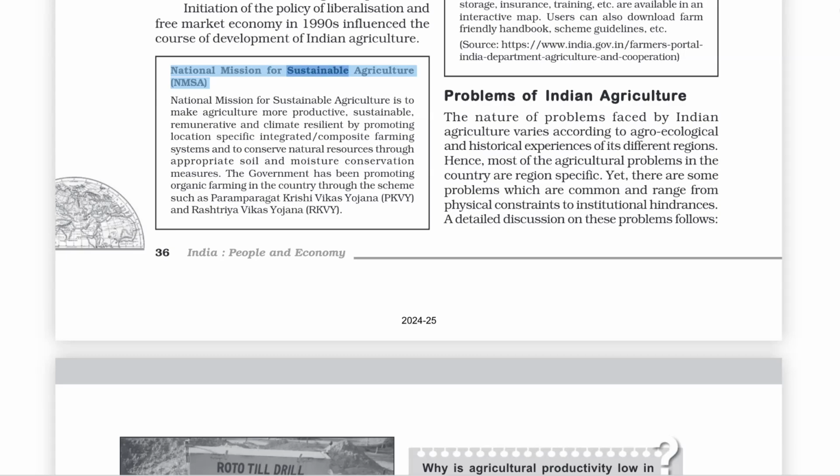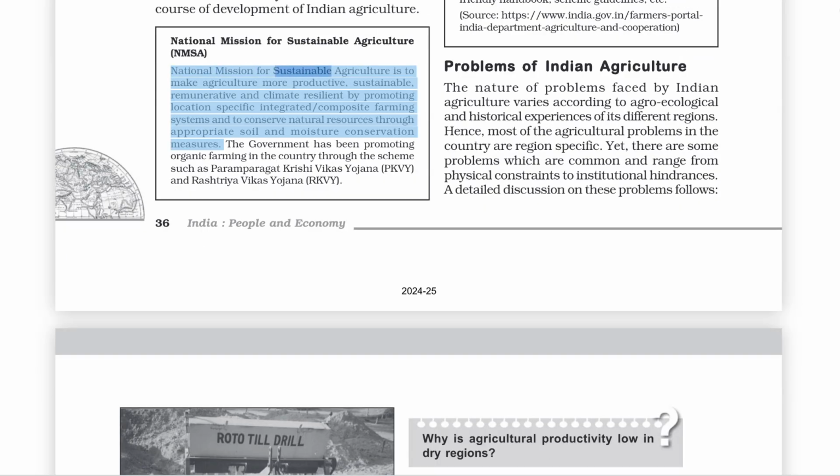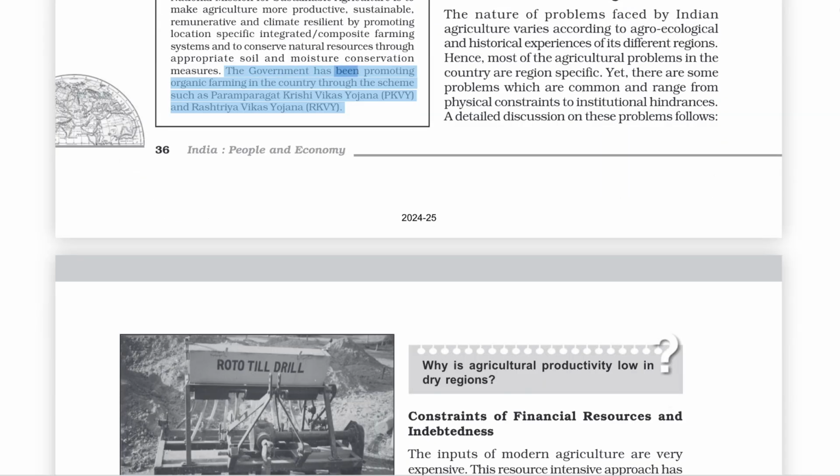National Mission for Sustainable Agriculture, NMSA. National Mission for Sustainable Agriculture is to make agriculture more productive, sustainable, remunerative and climate resilient by promoting location-specific integrated/composite farming systems, and to conserve natural resources through appropriate soil and moisture conservation measures. The government has been promoting organic farming in the country through schemes such as Paramparagat Krishi Vikas Yojana, PKVY, and Rashtriya Krishi Vikas Yojana, RKVY.